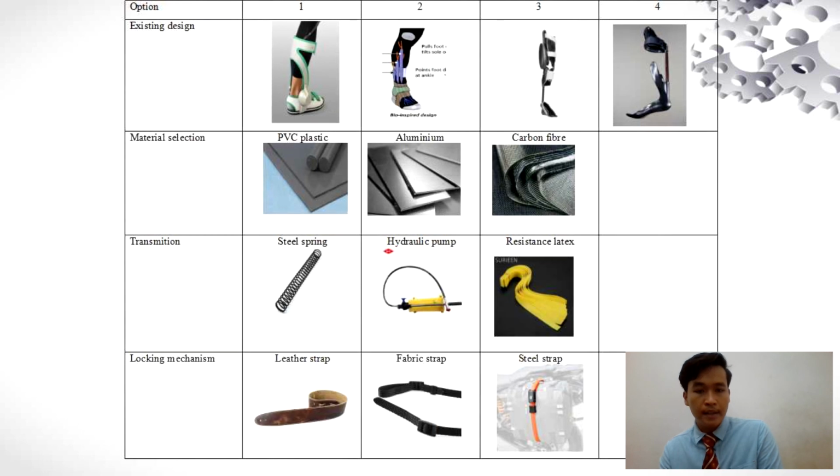And this is the morphological chart, showing how to design the concept design. From the morphological chart, we can see the existing designs. There are 4 options here. Then for material selection: PVC plastic, aluminium, and carbon fiber. Next is transmission of power: steel spring, hydraulic pump, and resistant latex. Next is the locking mechanism to hold the exoskeleton to the feet. The options are leather strap, fabric strap, and steel strap.